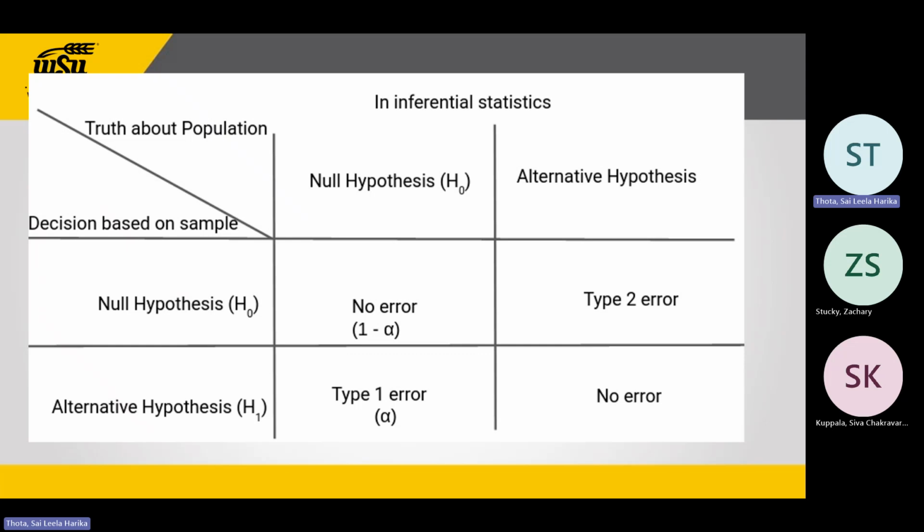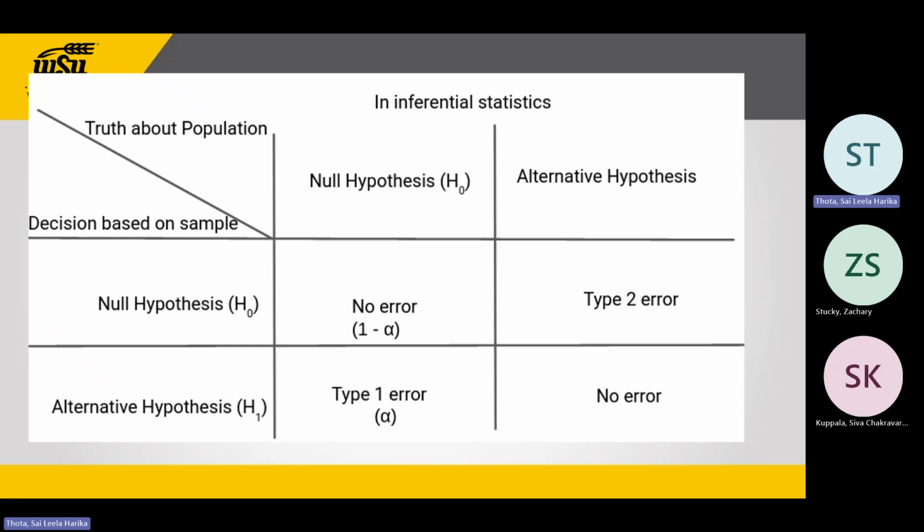For example, if we want to measure the height of every student in WSU, we can't do that. So what we'll do is take a group of people, and whatever results we get for that group of people will be applied to the whole population. So the truth is about the population, and the decision is based on the sample.